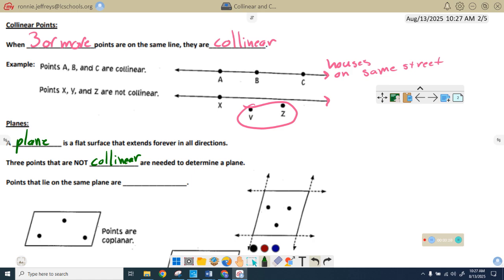And then points that are on the same plane are called, what do you think they're called? No, points that lie on the same plane. It's actually on your sheet. Oh my gosh. 5 people said collinear and I didn't say that's it. Coplanar. Yeah. Not coplanar, not a complainer. Okay, coplanar. Look.